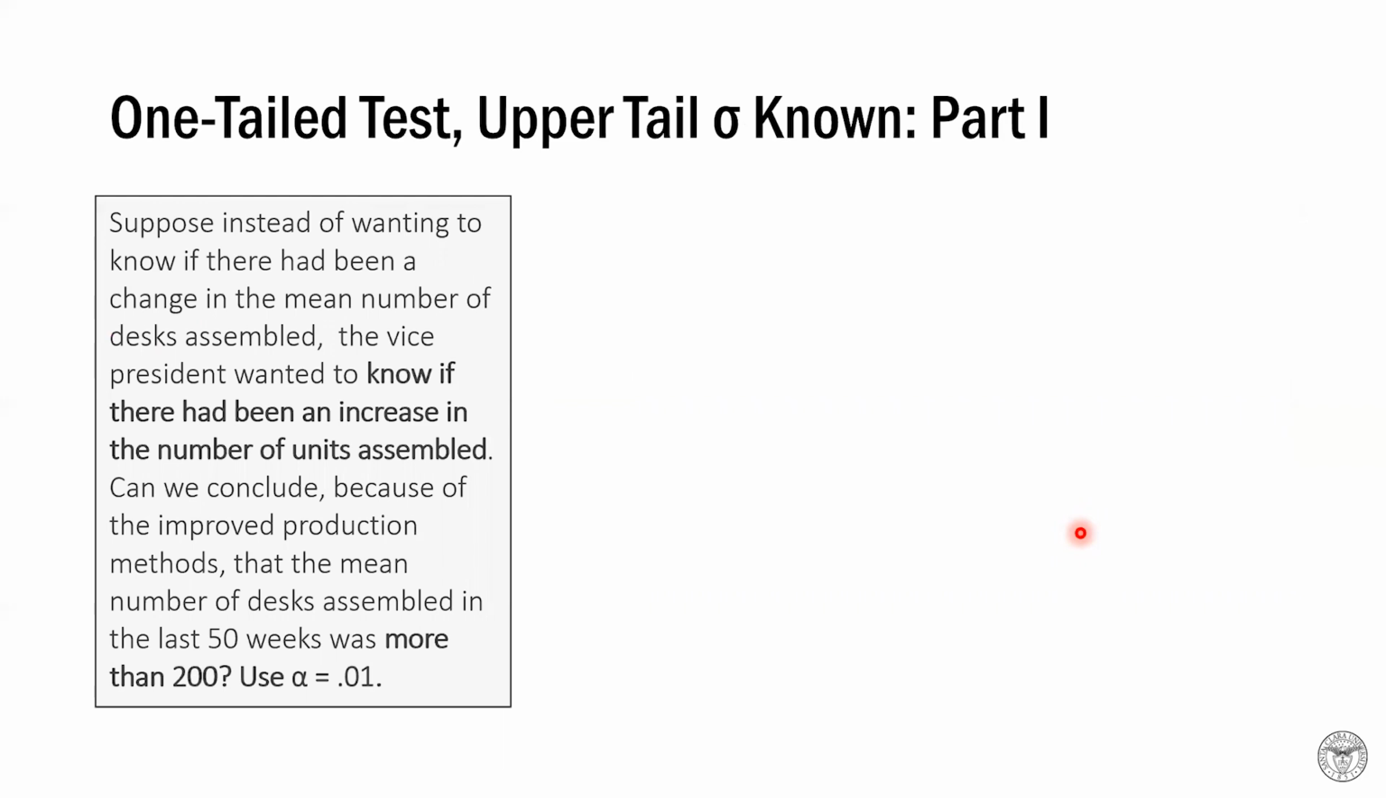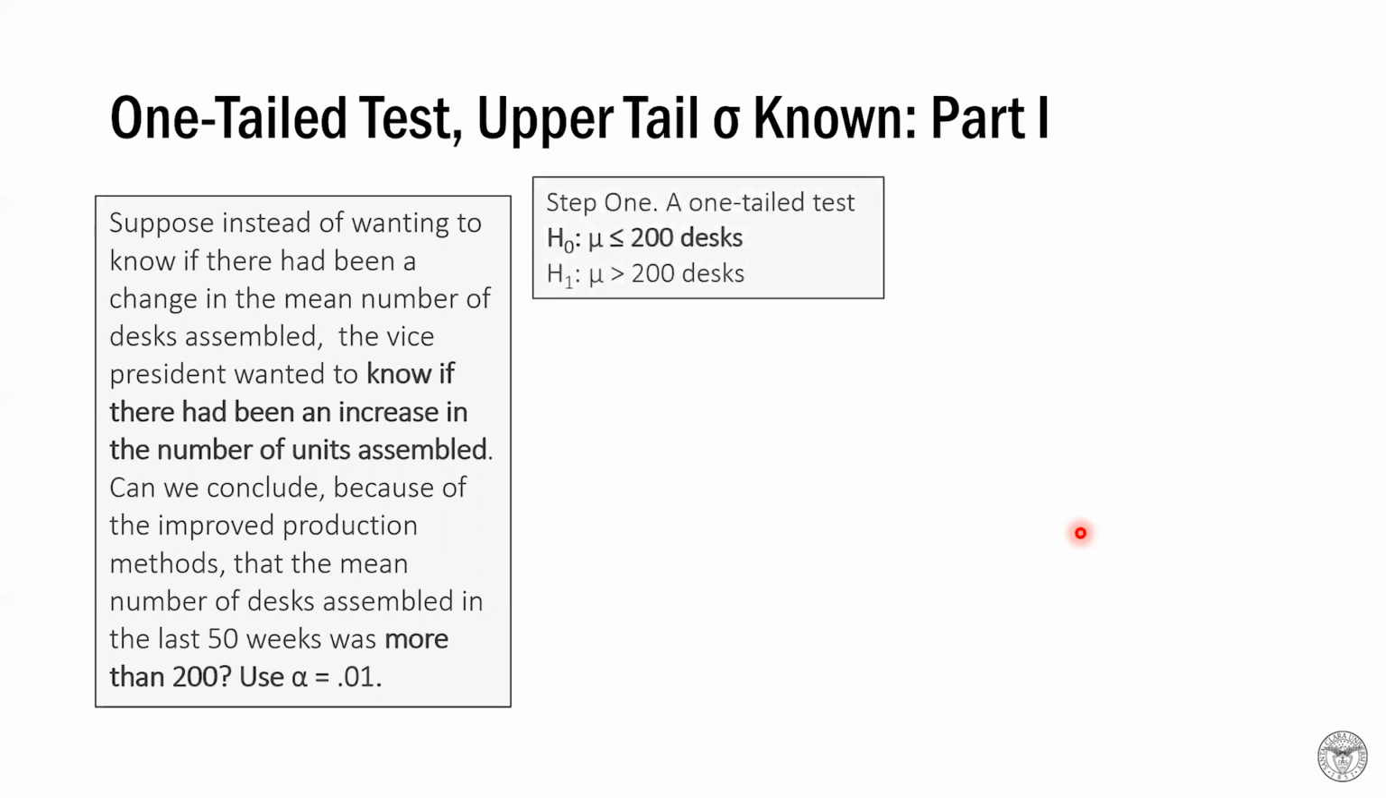To showcase the one-tail test, we study this new development of the case. Suppose instead of wanting to know if there has been a change in the mean number of desks assembled, the vice president wanted to know if there had been an increase in the number of units assembled. Can we conclude, because of the improved production method, that the mean number of desks assembled in the last 50 weeks was more than 200? We still have a level of significance alpha equal to 0.01. Based on the problem, we can then form the null hypothesis in the first step as follows.